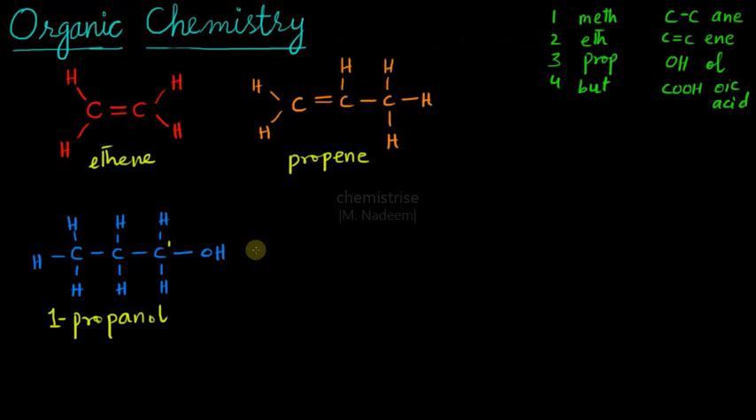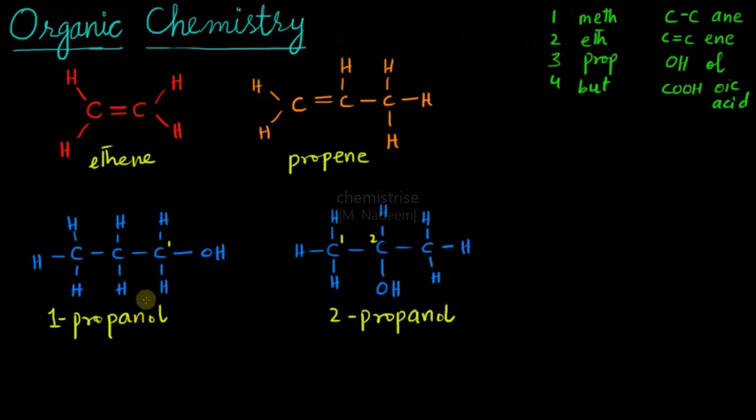Let's draw that structure as well. Look at this structure now, in which we have the same three carbons, but the OH group is not attached to carbon number 1, rather it is attached to carbon number 2. If you start numbering from this side, this carbon is carbon 1, this is carbon 2, so OH is present on carbon number 2, so we call it 2-propanol. So these are the two alcohols.